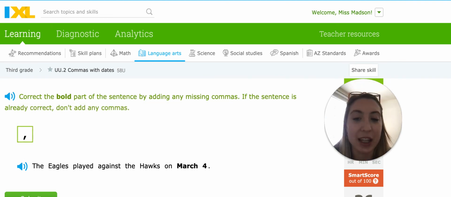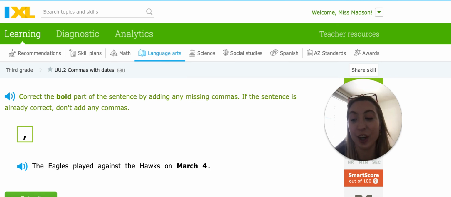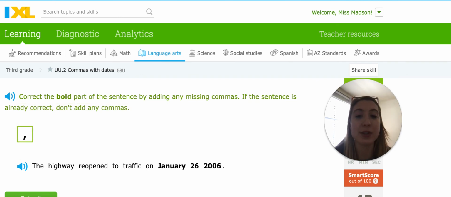Same here, the Eagles played against the Hawks on March 4th. So I have the month and the day, but I don't have the year. Since there's not two numbers, do I need a comma? No sir, no ma'am, we do not need a comma in this sentence because we don't have the year and the day. So, I hope that helps. Remember, it goes in between the day and the year, which are going to be two numbers. It goes in between there.